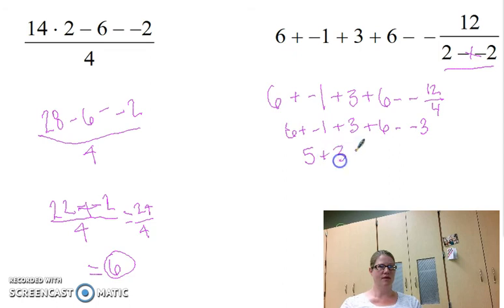So again, I'm going to keep everything else the same, just try to keep it organized. And then I have 5 plus 3 is 8, plus 6 minus negative 3. Again, left to right, 8 plus 6 is 14. And then minus a negative becomes plus. So this is 14 plus 3, which gives me 17. All right, we'll go ahead and practice some of these.